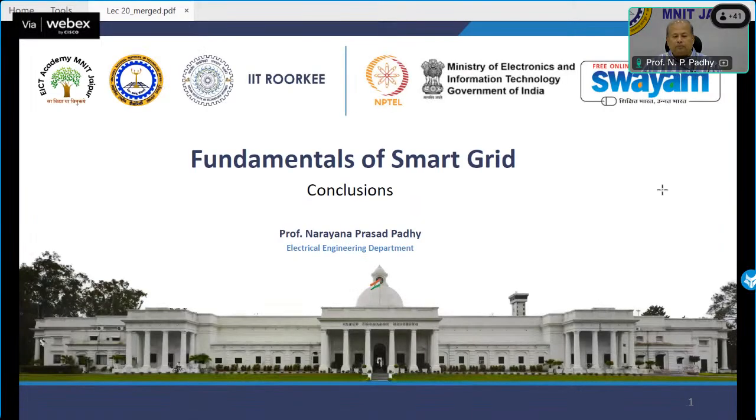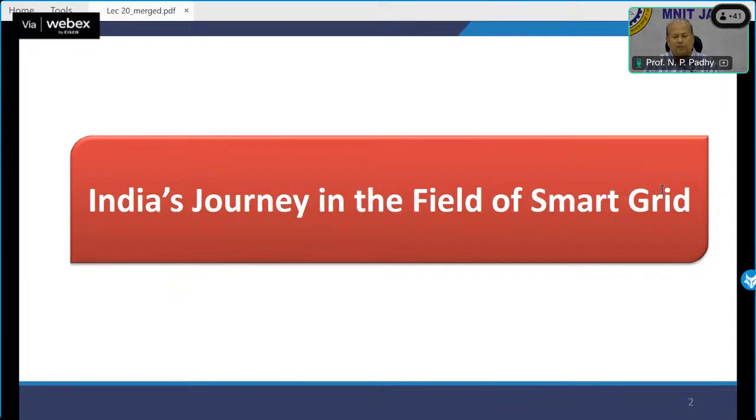Now we can slowly come to a concluding remark of this course. What exactly we have learned, what are the challenges, what are the difficulties, and the merits as well as the future scope to be continued. So let us start, a little bit before I conclude, with India's journey in the field of smart grid. It is not a very old journey. It is almost 10 years plus.